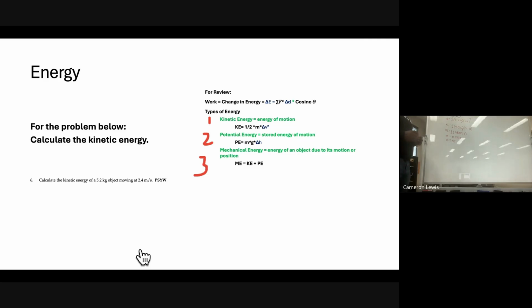So now we have a mass, and we have a velocity that was given to us in our equation, right? So it was given. We got a mass and a velocity. Our unknown is our kinetic energy, right?